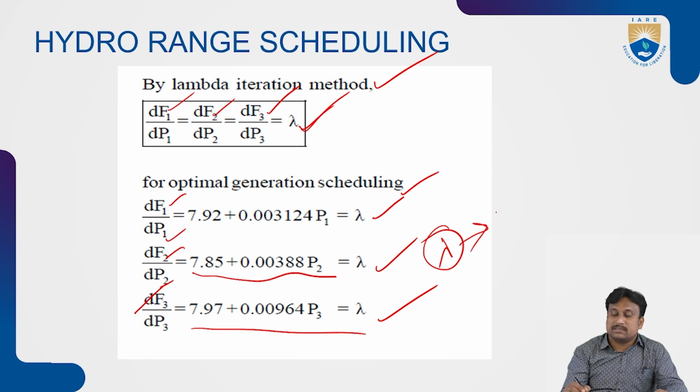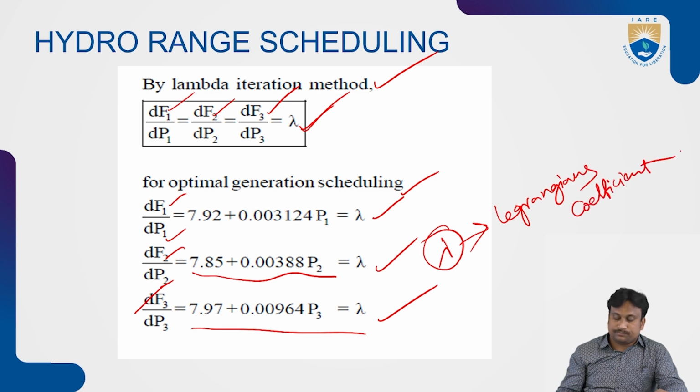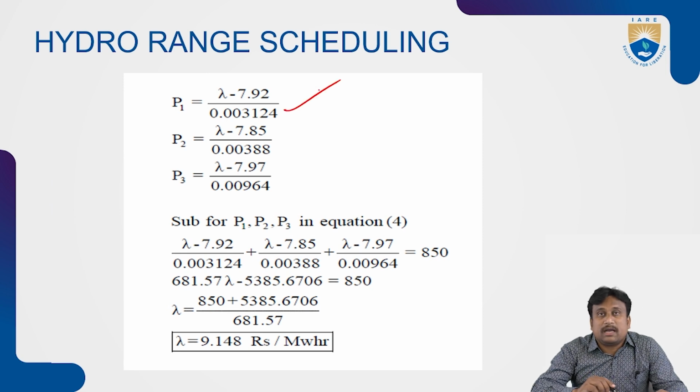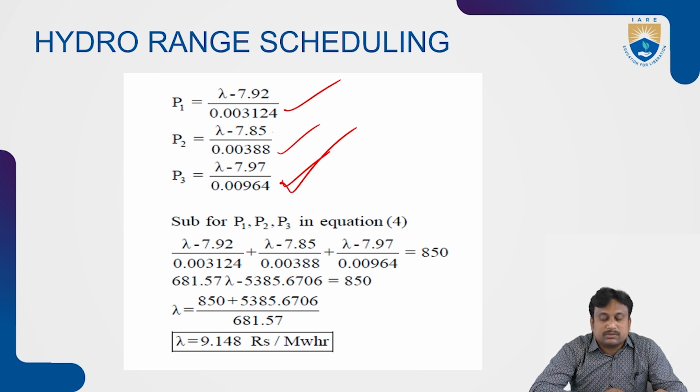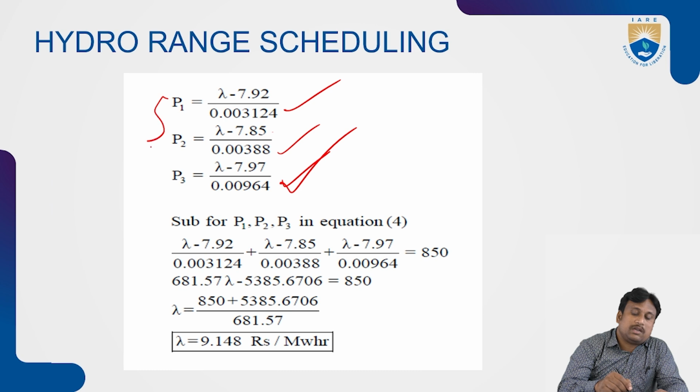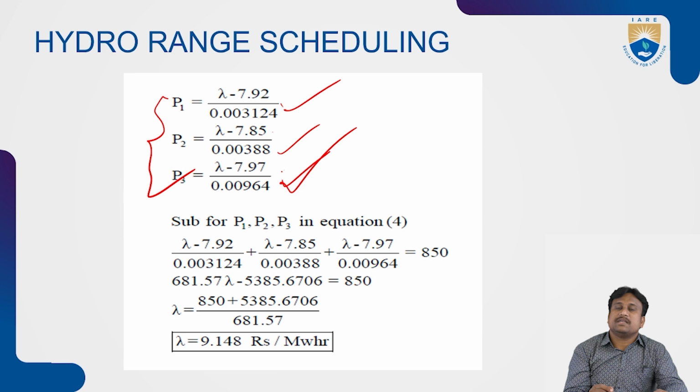This is also called Lagrange's coefficient. Lambda is the Lagrangian's coefficient. So now, applying the given variables to the respective P1, P2, P3 cases, P1 is lambda minus 7.92 by 0.003124. P2 is lambda minus 7.85 by 0.00388. P3 is lambda minus 7.97 by 0.00964. So this total combination is one of the three combination sets with Lagrange's coefficient lambda.